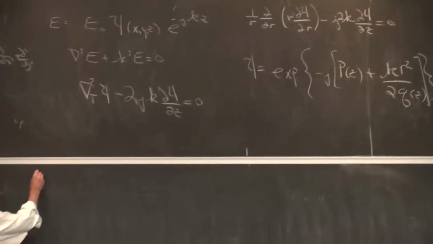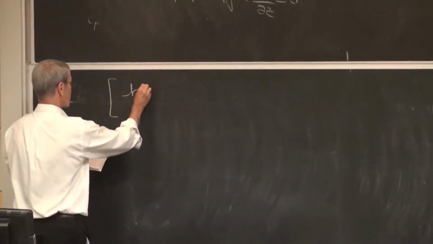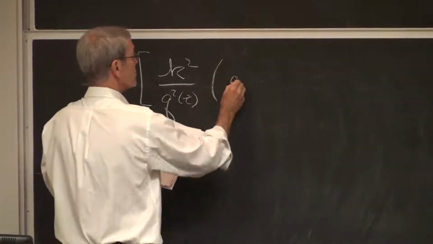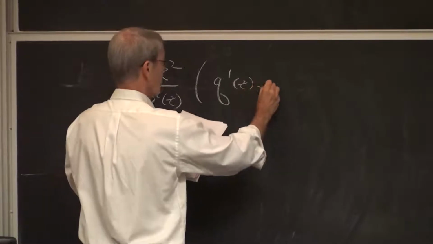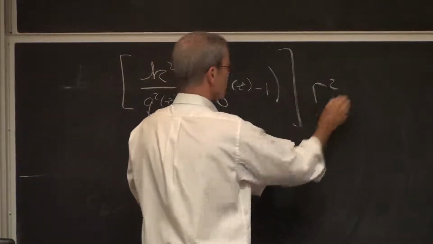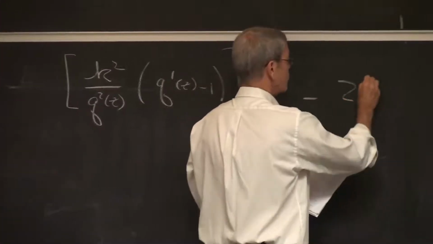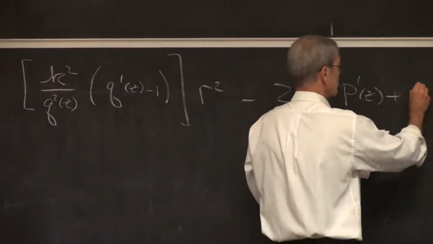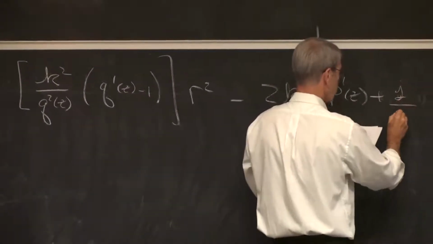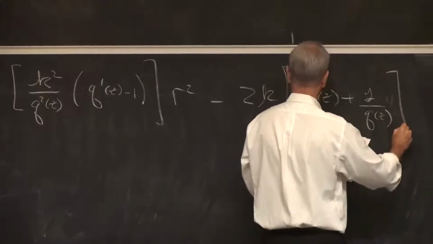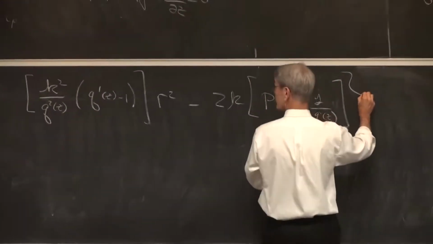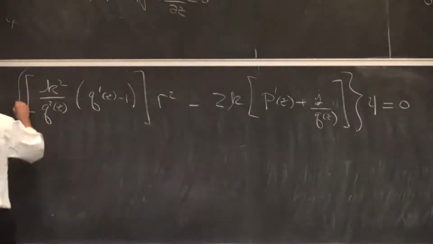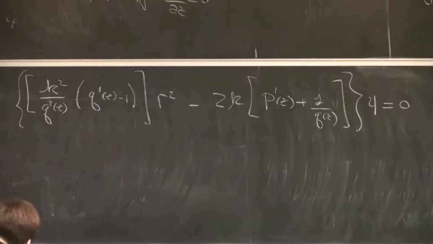You're going to get k squared over q squared of z times q prime of z minus 1, times r squared, minus 2k p prime of z plus j over q of z, all of this times psi equals 0. So that's what comes out of doing that.